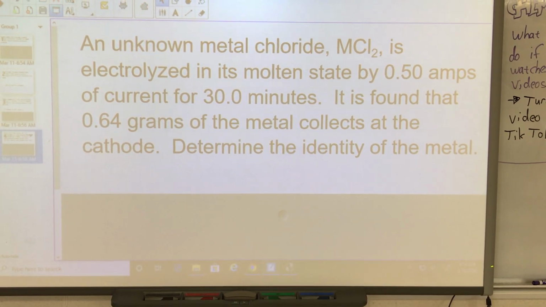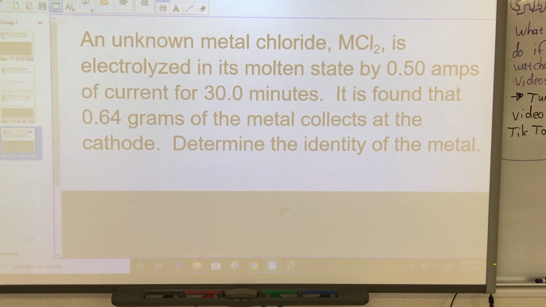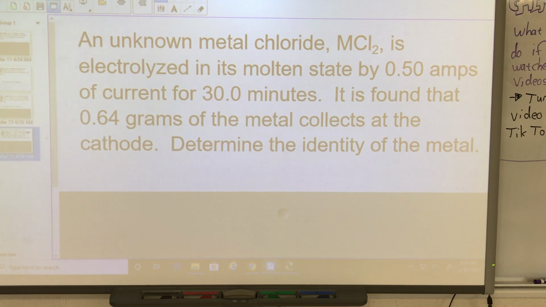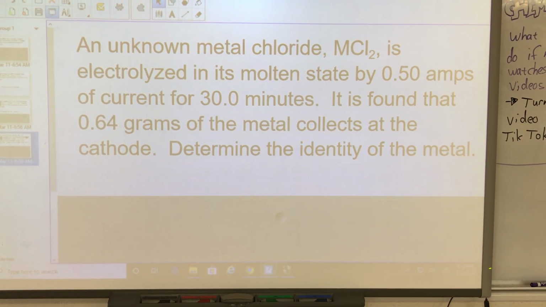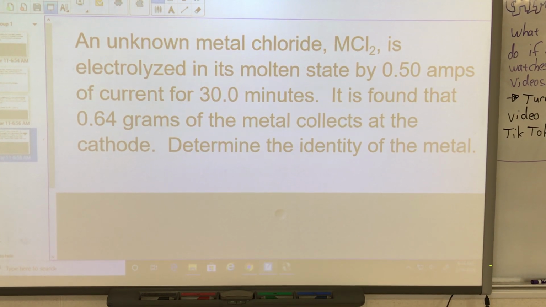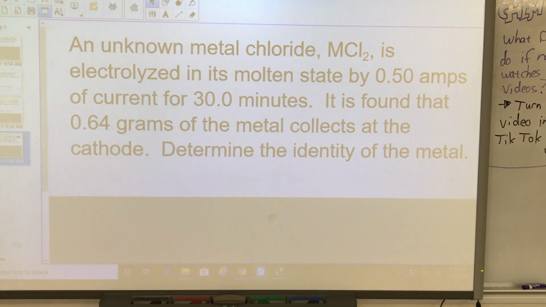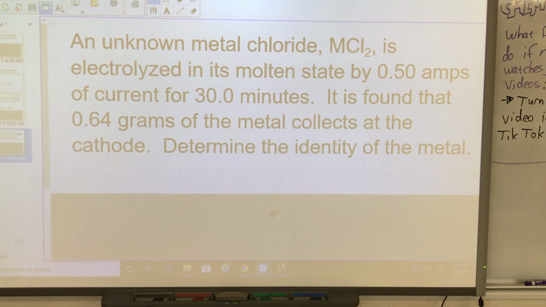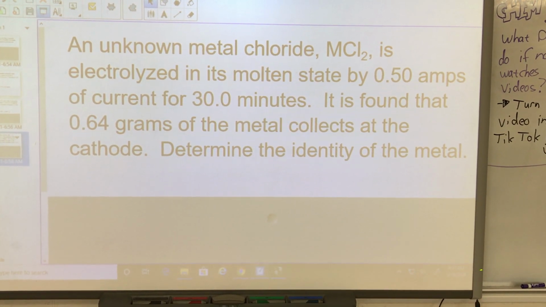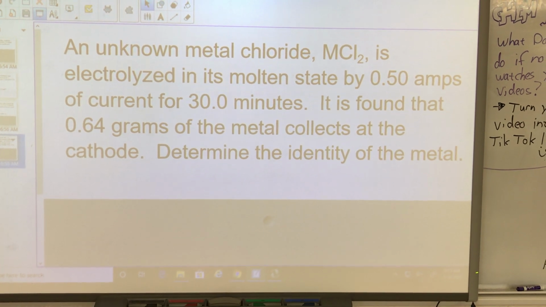Okay, let's see, 30 minutes. Minute. 60 seconds. That's our amps again, Mr. Moore, 0.5 amps. Don't give anything away. They're working on it. Yep, gotcha. 0.5 coulombs per second.